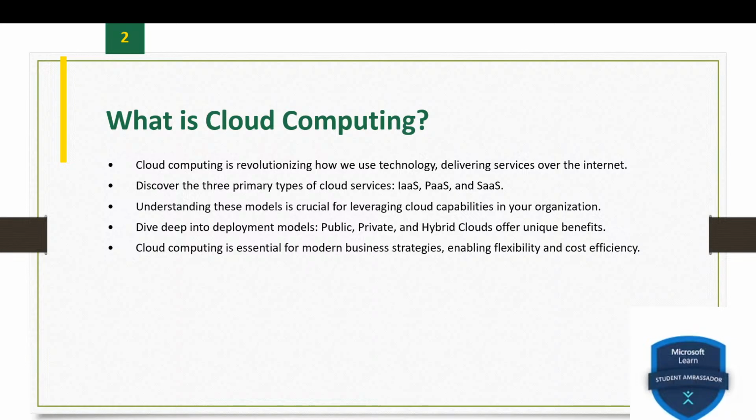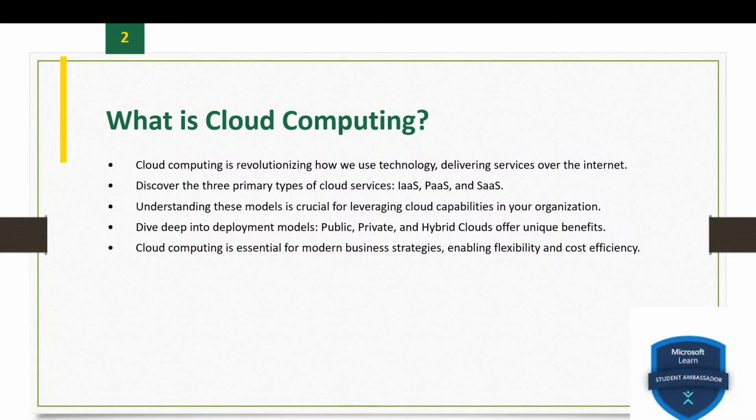And third one is resource pooling. Cloud providers use a multi-tenant model to pool computing resources, which are dynamically allotted and reallocated according to user demand. This allows for efficient resource utilization and cost saving. And fourth one is rapid elasticity. Cloud resources can be quickly scaled up or down based on user demand. This elasticity allows businesses to handle varying levels of traffic and workloads without over investing in infrastructure.